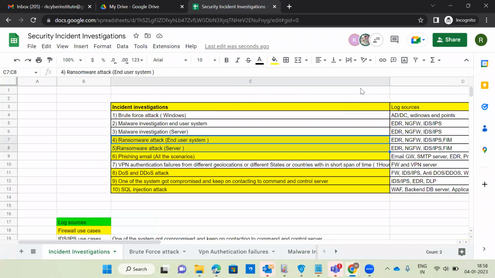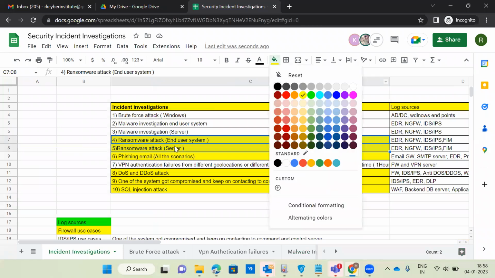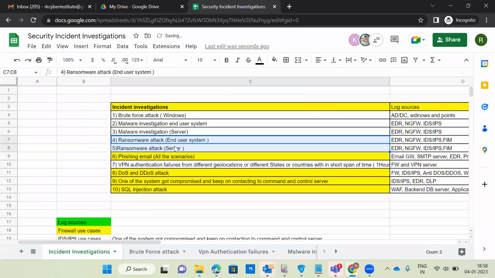Some code will be encrypted here, and the key will be with the end user. Sorry, with the attacker. Yes, the key will be with the attacker, the hacker, not the end user. So that is the only difference. Whenever you are explaining any ransomware attack in the interview, what mitigation step do you have to remember always? For ransomware, what is the mitigation step?